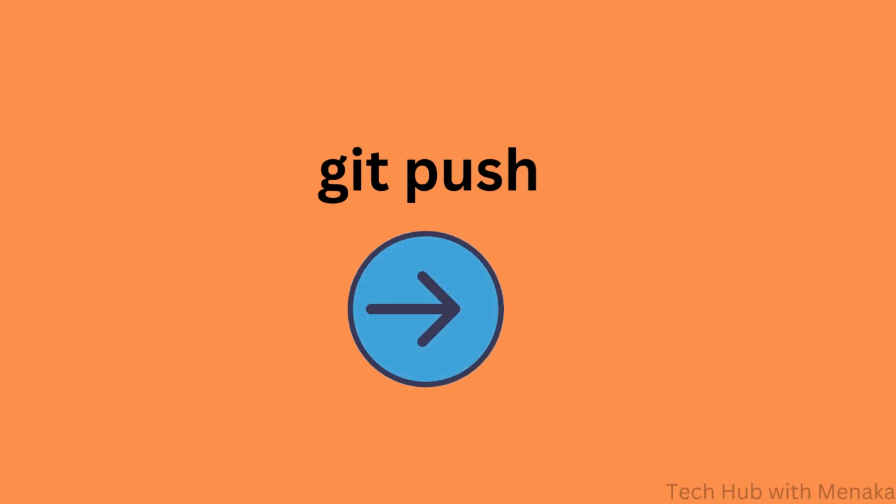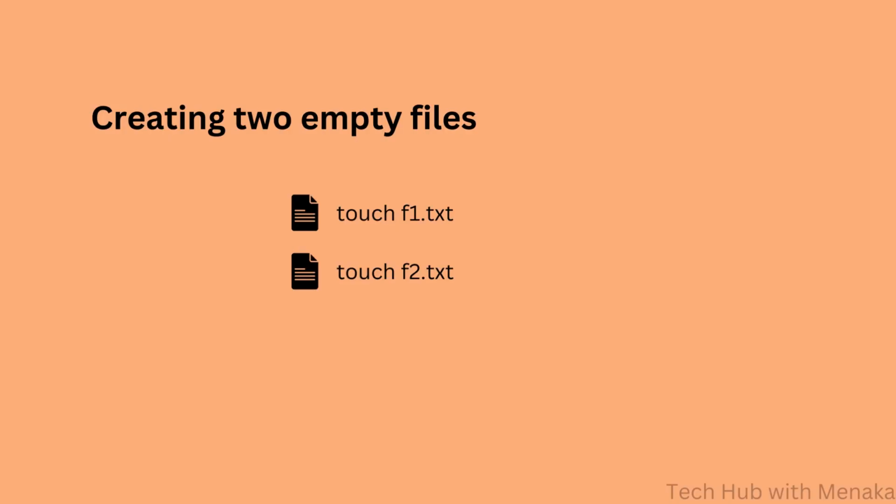Let's see what is git push now. Assume that we are creating two files using the Linux operating system. We are going to use the touch command to create two empty files: touch f1.txt, touch f2.txt. Now two empty files have been created in our folder.